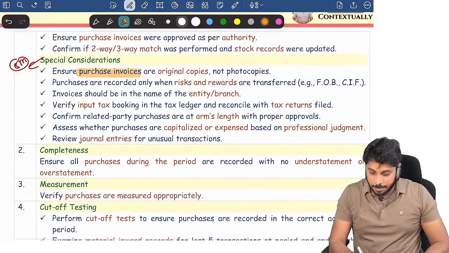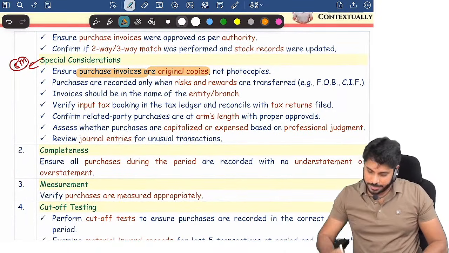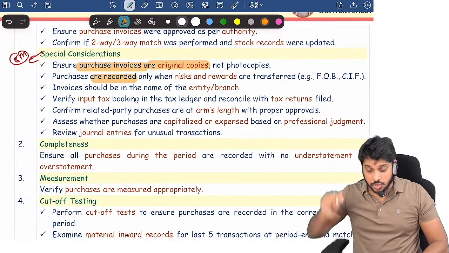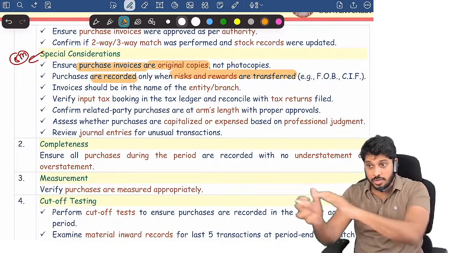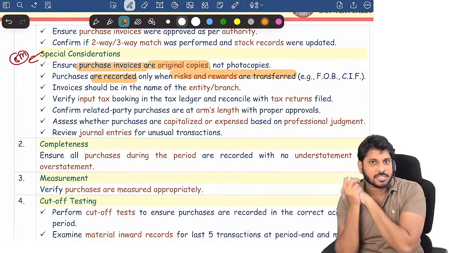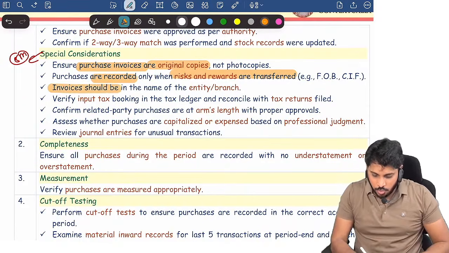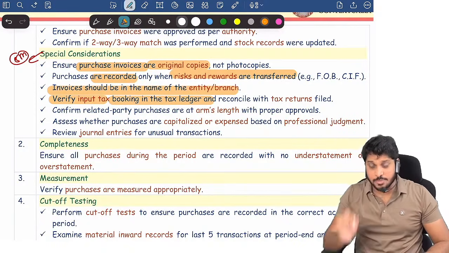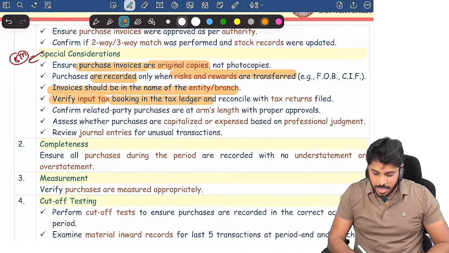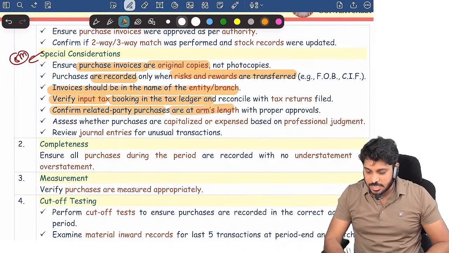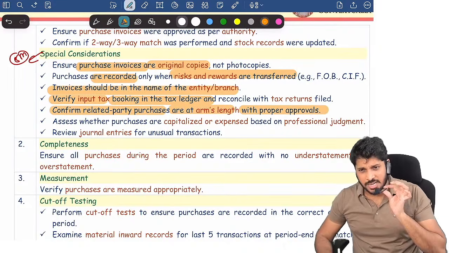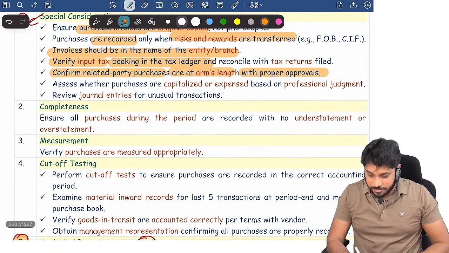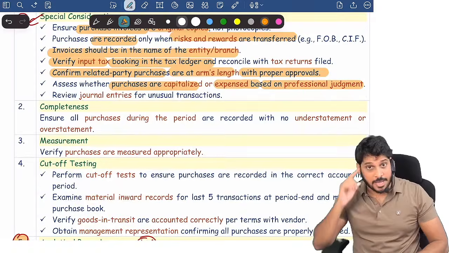See that I will compare purchase invoices with original copies, and I will see whether the company is recording purchases only when the risk and reward is transferred, means only when the company took the delivery, only then the purchase has to be recorded. Then the invoice should be in the name of the company, yes or no? And see that input tax has been booked in a separate ledger, ITC ledger, and confirm related party purchases are at arm's length price. See that the related party transactions are happening at arm's length price, and see whether these purchases are capitalized or expensed based on professional judgment.